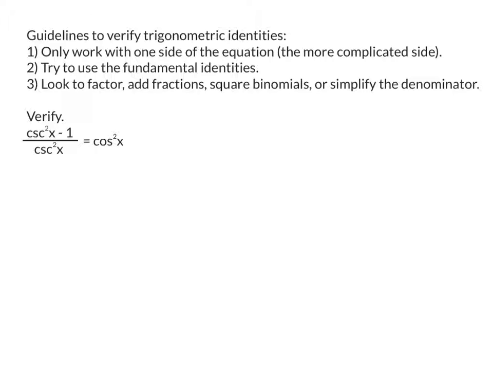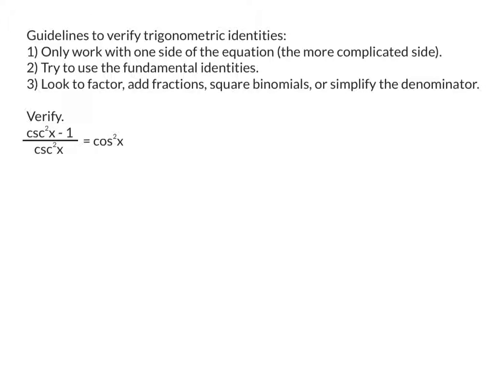And then number three, if possible, we can look to factor, add fractions together. If a binomial is being squared, we can expand that. If it's easier to simplify the denominator, we can do that too. In my example here, we're asked to verify that cosecant squared of x minus 1, all over cosecant squared of x, is the same as cosine of x.